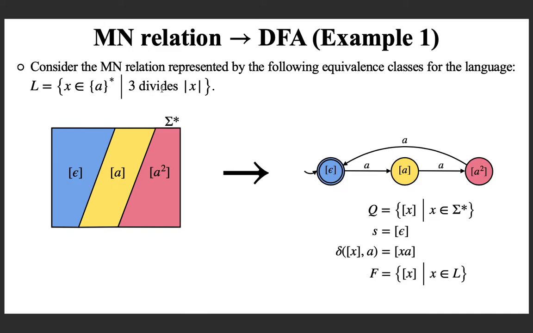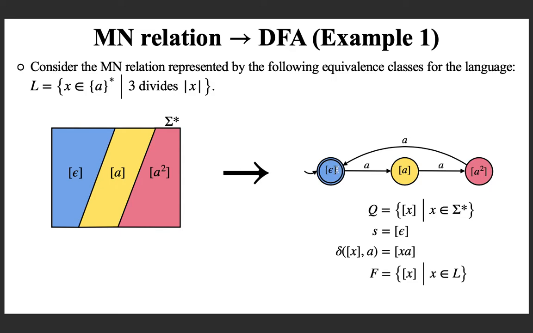So here a string is in the language if the string length is divisible by 3, that is the class epsilon. 0 is divisible by 3, and any multiple of 3 which comes out here, like A cube or A raised to 6, all these are coming here, right? So the equivalence class for epsilon is going to become the final state. So for all those equivalence classes of x such that x is a string in the language, that equivalence class representing a state here will become a final state.